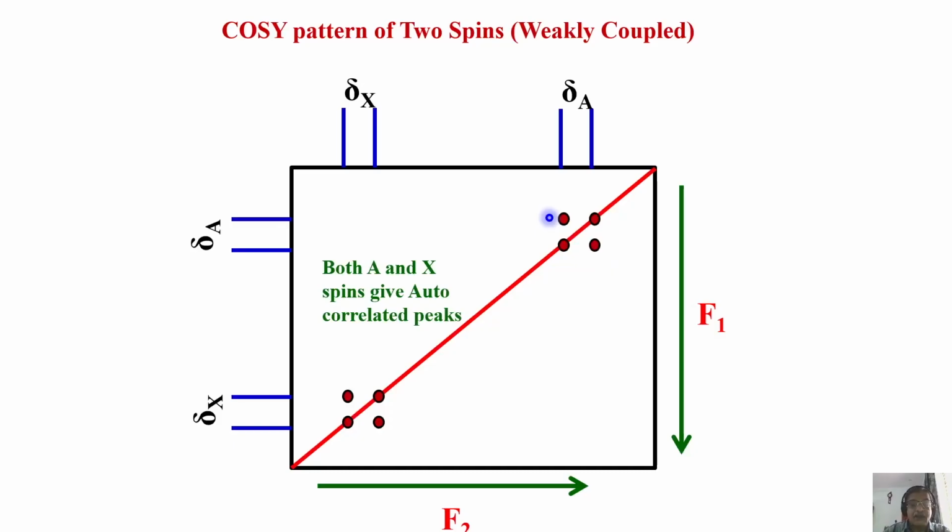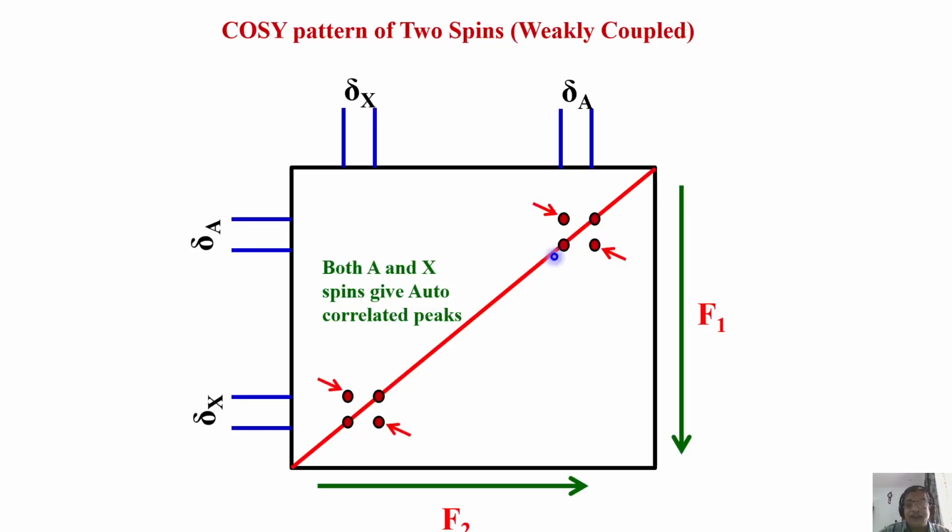These are in both A and X, and we get what is called autocorrelated peaks. They correlate within themselves. The A spin, the doublet pattern, correlates within itself. It is not the correlation to another spin. The doublet pattern, the 2πJ frequencies, will correlate within itself. That is called autocorrelated peaks. So you can see these autocorrelated peaks both for A and for X. Is it clear for you now?